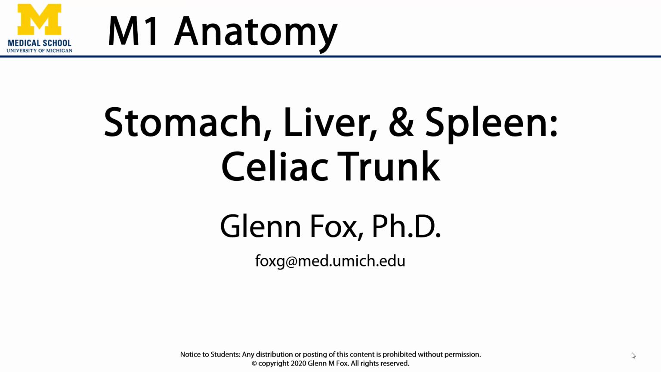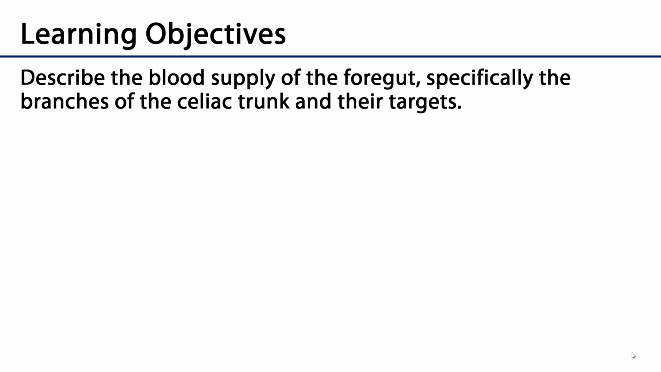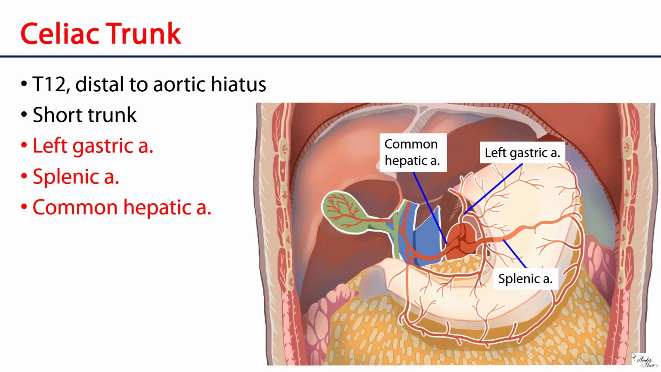Hi, let's talk about the celiac trunk. In this video, we'll describe the blood supply to the foregut, specifically the branches of the celiac trunk and their targets. The celiac trunk is the main blood supply to the derivatives of the anatomical foregut.